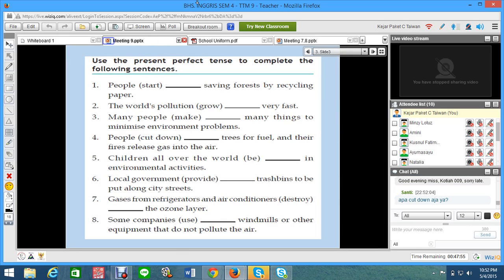Halo Mbak Kutia. Ya, cut down aja. Bener Mbak Lala, Mbak Santi, cut down aja. Oke. Jadi oke. Gak apa-apa Mbak Neng Tia. That's okay. Oke.